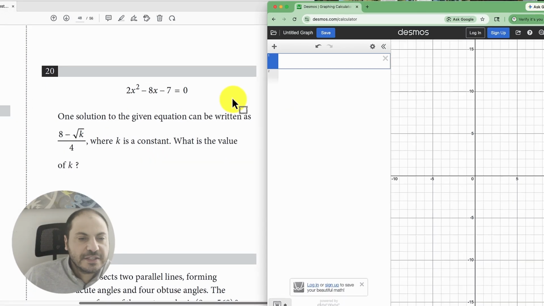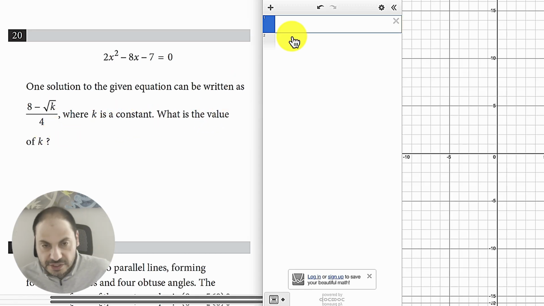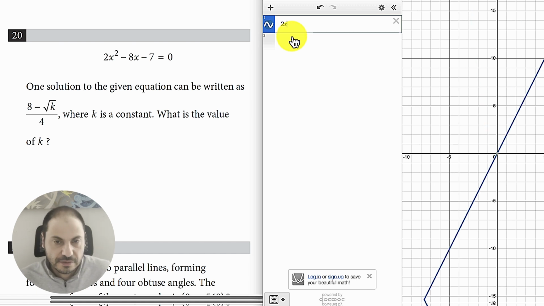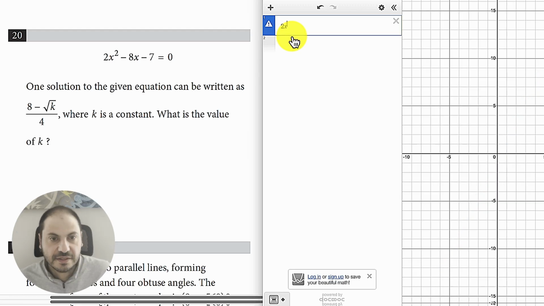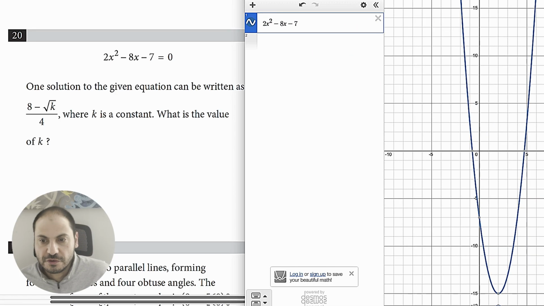2x squared minus 8x minus 7. So this is a quadratic. It says one solution to the given equation can be written as 8 minus root k over 4, where k is a constant. What is the value of k? So let's graph this first. 2x squared. And by the way, on the keyboard to go to the exponent, you just do Shift 6. Then it moves the cursor up. Squared, and then arrow to the right so it goes back down. Minus 8x minus 7. Notice I'm not doing any x1s because I want to graph it. I'm not doing a regression yet.